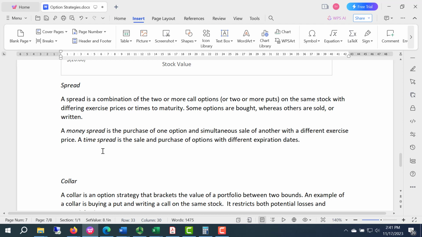A money spread is the purchase of one option and simultaneous sale of another option with a difference in the exercise price. A time spread is the sale and purchase of options with different expiration dates.